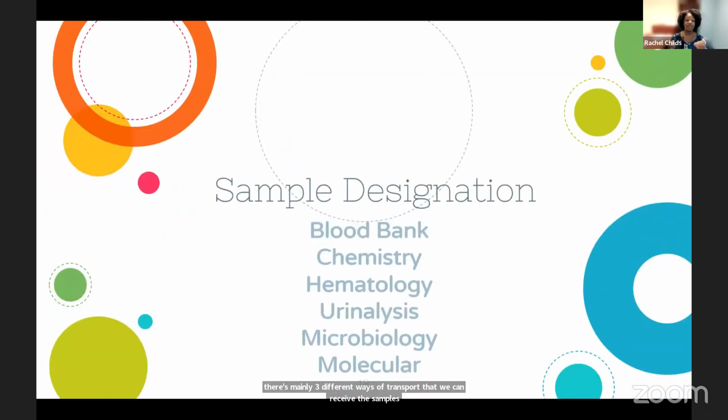Now that the sample has reached the lab, the specific hospital where the test is performed, we need to separate out which department it needs to go to, or which department the test needs to be performed in. There are several different departments in the laboratory. Here I have just a few of the commonly seen ones at a given hospital. We'll talk about the blood bank department, the chemistry department, hematology, urinalysis, microbiology, and molecular.